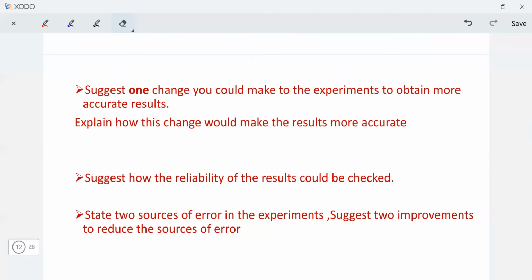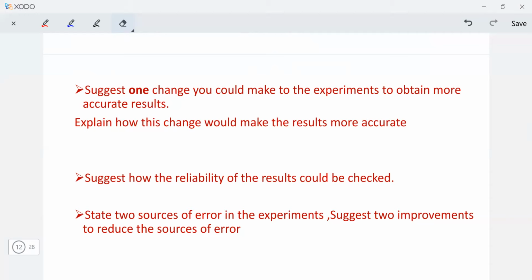Then we have here reliability. When you see reliability, you also have to memorize this answer. When I say how can the reliability of the result be checked, one word is the key: remember R for R. To check the reliability, I have to repeat and compare the results, or repeat and take the average. So when you see reliability, repeat and compare results, or repeat and take the average.